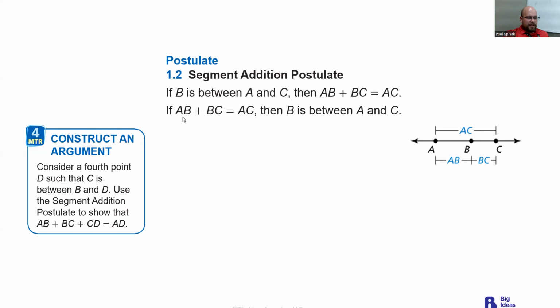So if the length of AB plus the length of BC is equal to the length of AC, then B is between A and C. So again, that whole thing is a widely accepted rule in math. That's why it's called a postulate. It's accepted as true. It doesn't need to be proven.